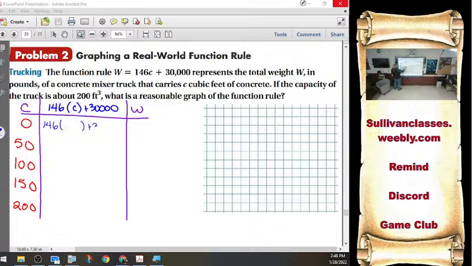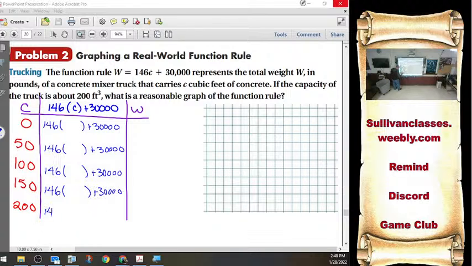146 by thing plus 30,000. And in each case, you are plugging in 0, 50, 100, 150, 200. Grab a calculator. Let the calculator do the heavy lifting for you. Every one of your calculators, all the way down to the dinky one on your smartphone, has parentheses. What's anything times 0? Plus 30,000. 30,000.